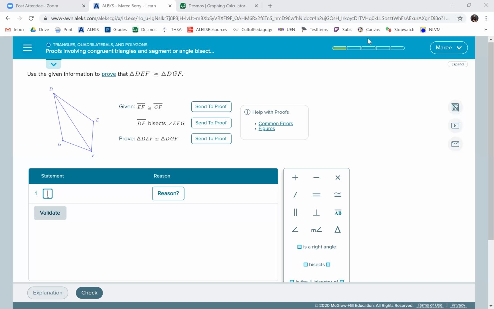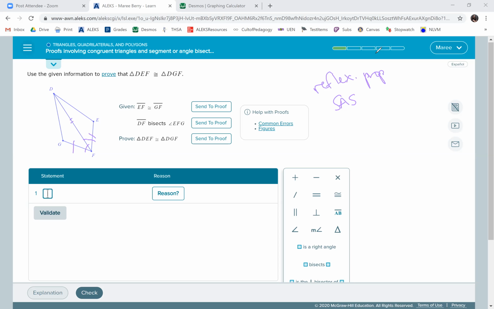Okay, so on this one, they're going to say EF is congruent to GF. EF, GF, that's just given. DF bisects angle EFG. So we're going to know that these are by definition of angle bisector. And then we can tell this is congruent to itself by reflexive. So that's side, angle, side again. And we're going to use the reflexive property on that one by itself.